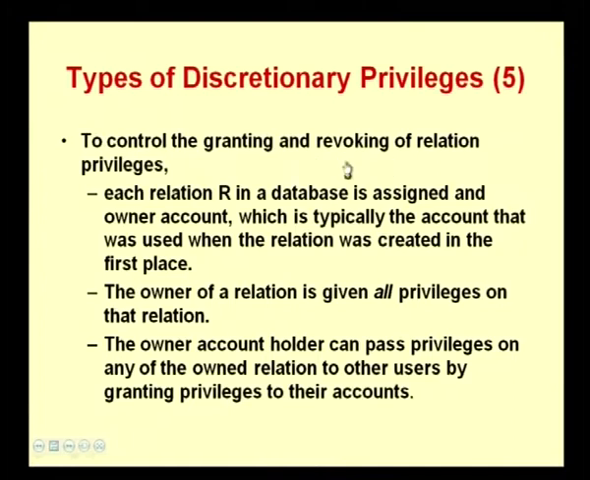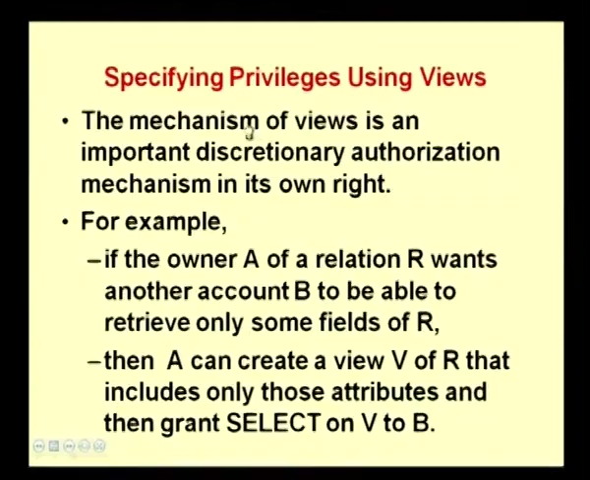To control the granting and revoking of these privileges, each relation R in a database is assigned an owner account, which is typically the account that was used when the relation was created in the first place. The owner of a relation is given all privileges on that relation. The owner account holder can pass privileges on any of the owned relations to other users by granting privileges to their account. The mechanism of views is an important discretionary authorization mechanism in its own right.